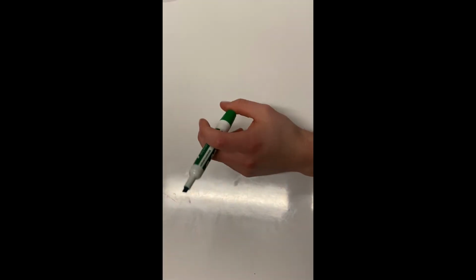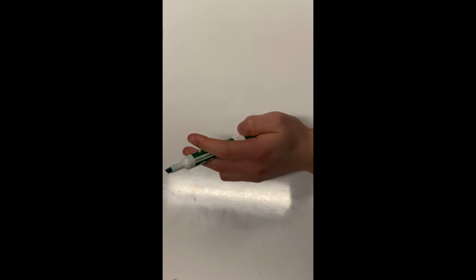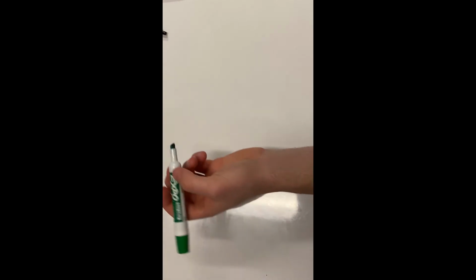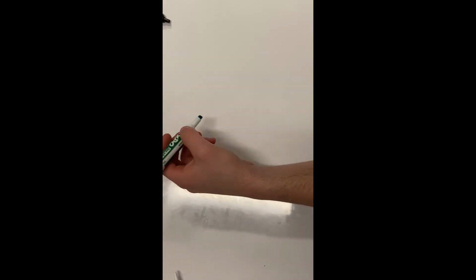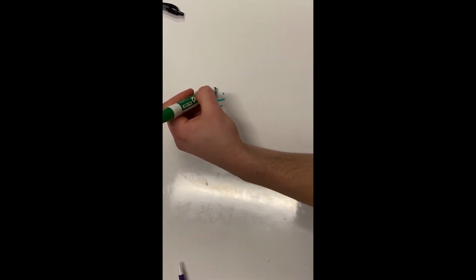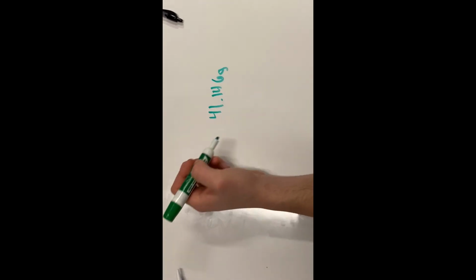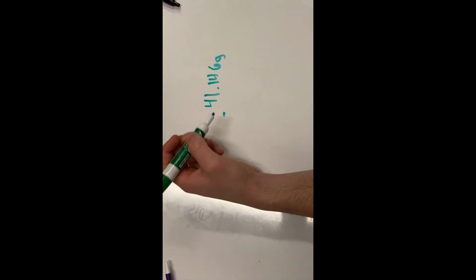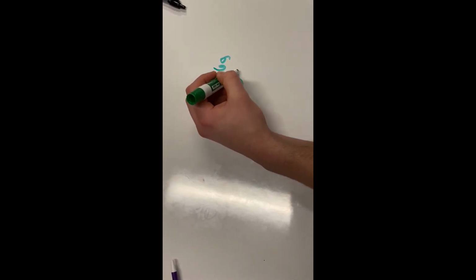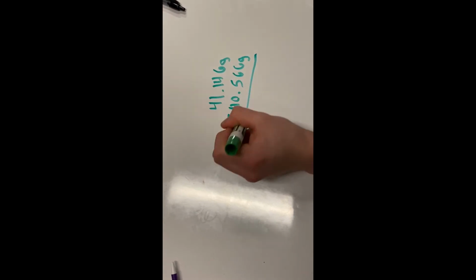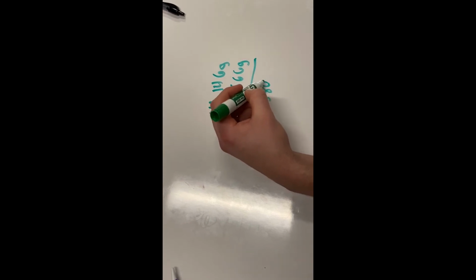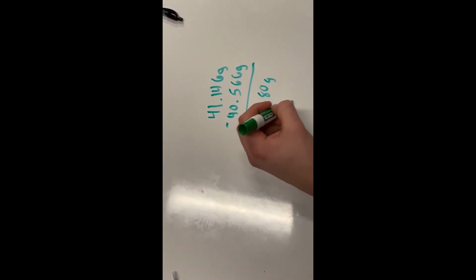To find the mass of copper recovered, you have to subtract the initial mass of the evaporating dish from the mass of the evaporating dish and the recovered copper. For our experiment, the mass of the evaporating dish and recovered copper was 41.146 grams. You then subtract the initial mass of the evaporating dish, which is 40.566 grams, and that equals 0.580 grams of copper recovered.